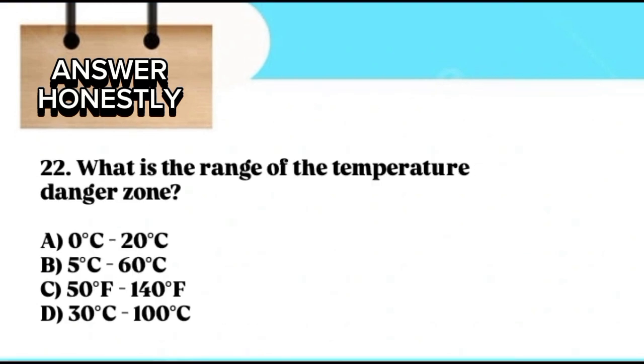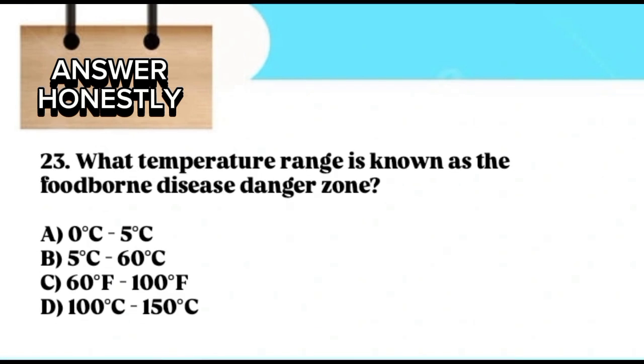Question 22. What is the range of the temperature danger zone? A. 0 degrees Celsius to 20 degrees Celsius. B. 5 degrees Celsius to 60 degrees Celsius. C. 50 degrees Fahrenheit to 140 degrees Fahrenheit. Or D. 30 degrees Celsius to 100 degrees Celsius. Question 23. What temperature range is known as the foodborne disease danger zone? A. 0 degrees Celsius to 5 degrees Celsius. B. 5 degrees Celsius to 60 degrees Celsius. C. 60 degrees Fahrenheit to 100 degrees Fahrenheit. Or D. 100 degrees Celsius to 150 degrees Celsius.